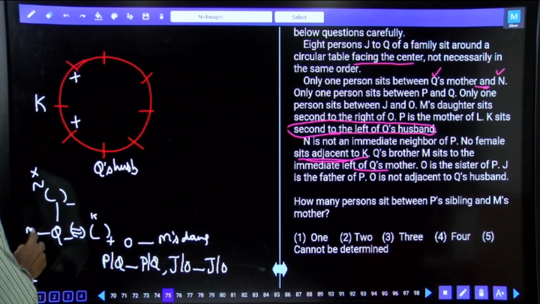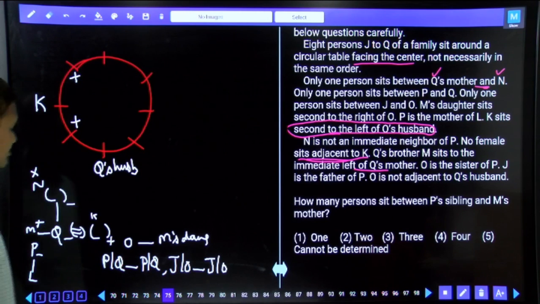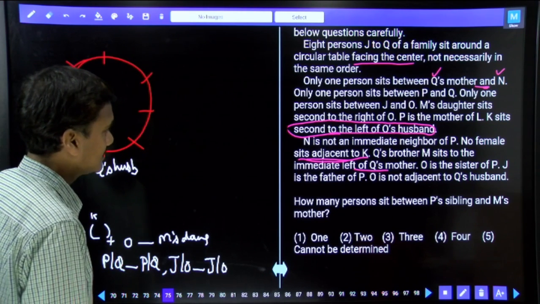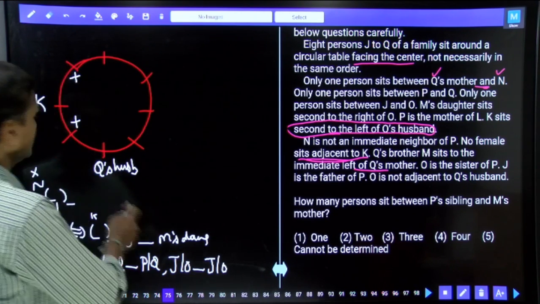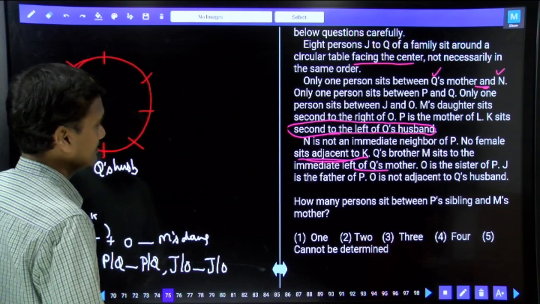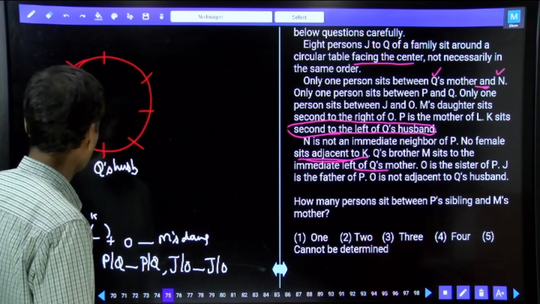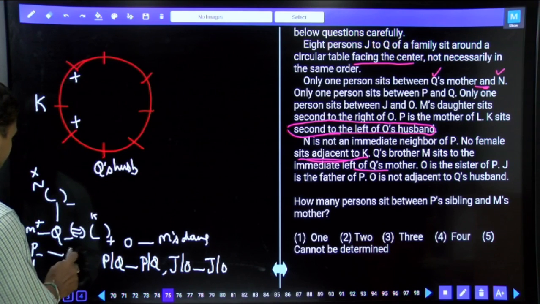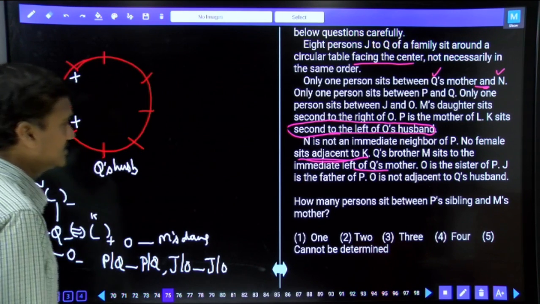Who is that one? Q's brother is M. Q's brother M sits to the immediate left of Q's mother. O is the sister of P, isn't it?